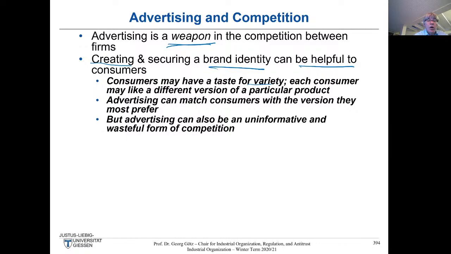And what is also clear, of course, it should have been clear right now, is that advertising can match consumers with the version they most prefer if it's largely informative.